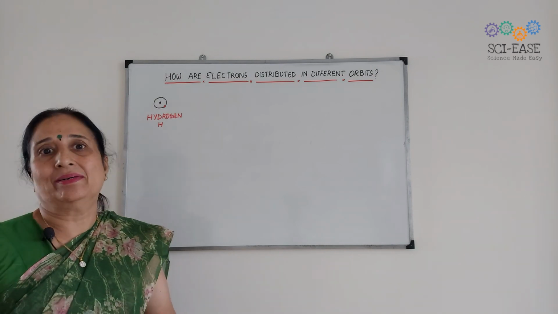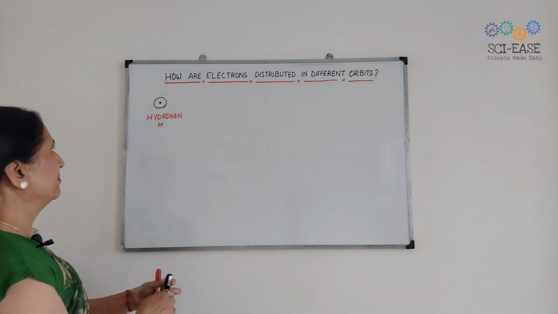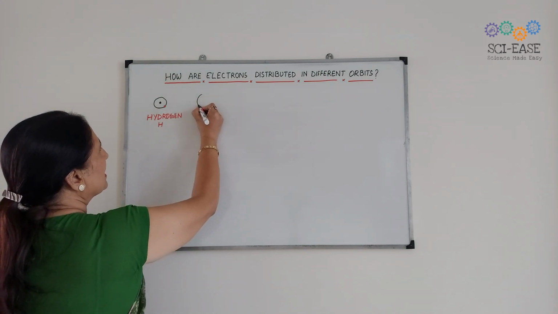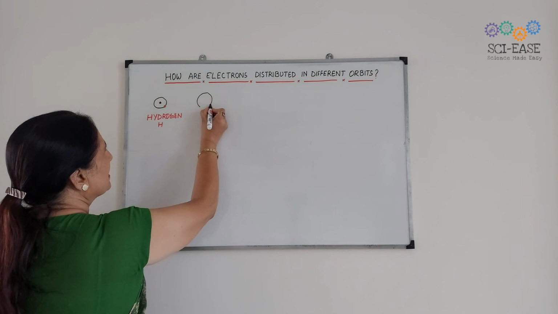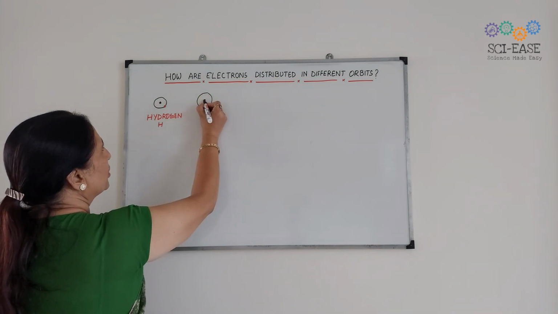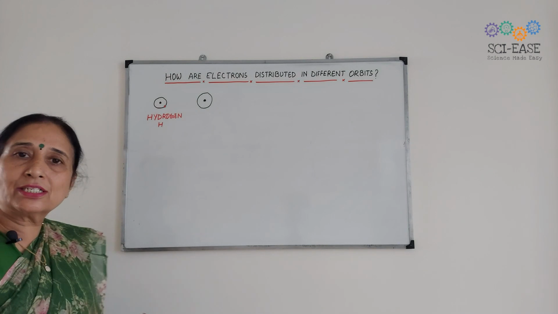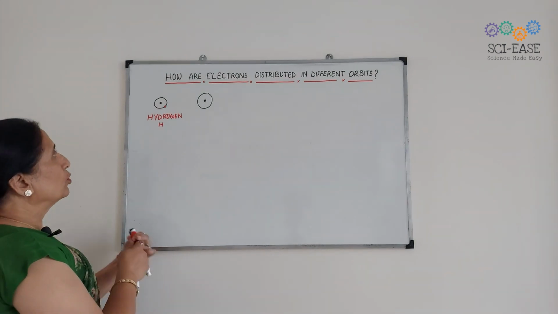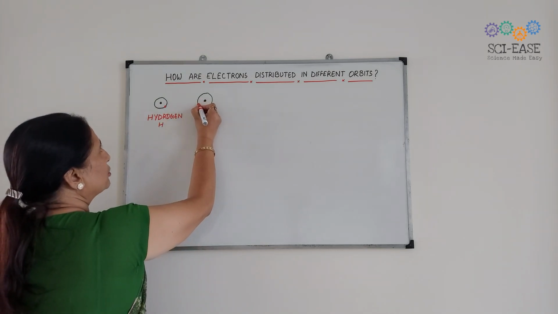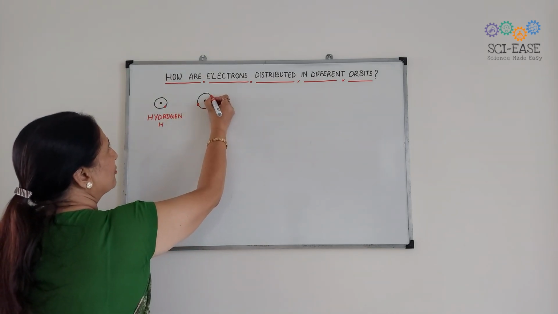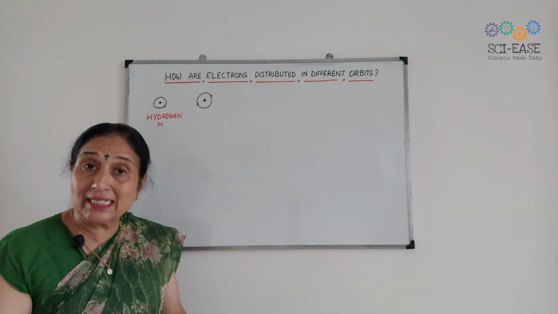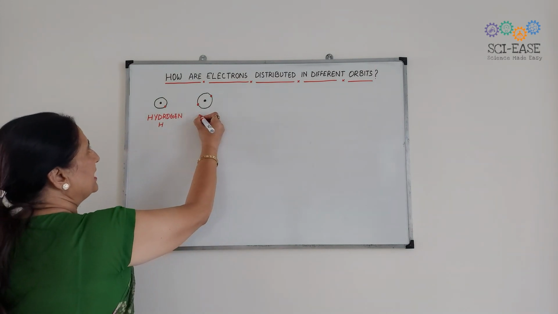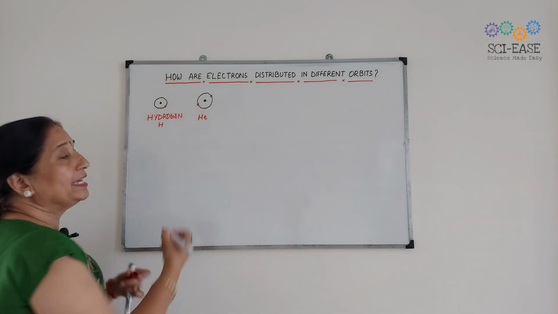Next is helium. So helium, this is the nucleus again. It has atomic number 2. This means 2 electrons and 2 protons. So in the first shell, I have told you that the maximum number of electrons that can be accommodated is 2. So helium, He, hydrogen, helium.